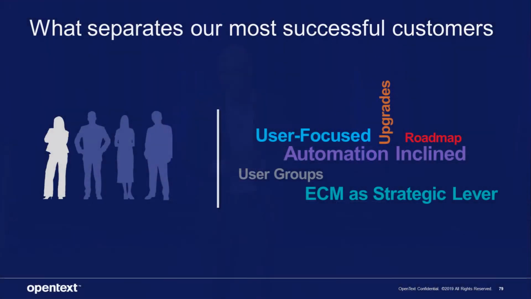Thanks, Mark. And as we wind down, just want to leave you with a couple of thoughts. We work with a lot of customers, and we do see attributes that separate the ones that are more successful with their content management systems. Definitely the ones that are user-focused, looking for automation opportunities, have roadmaps for where they're going, partake in upgrades, don't get themselves 5 or 6 years behind, attend user groups, and just generally think of ECM as a strategic lever. Everyone's at a different stage in their evolution, but for us, it's a composite of someone who's really getting it right. So something to think about.